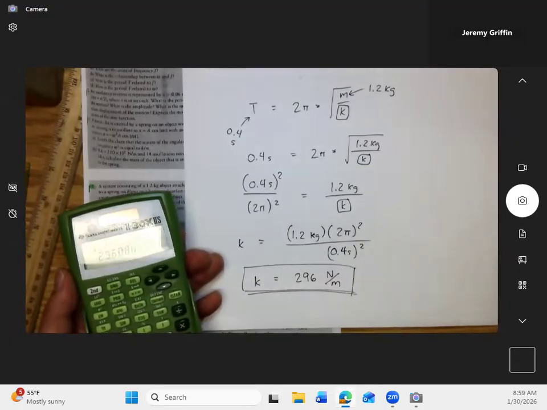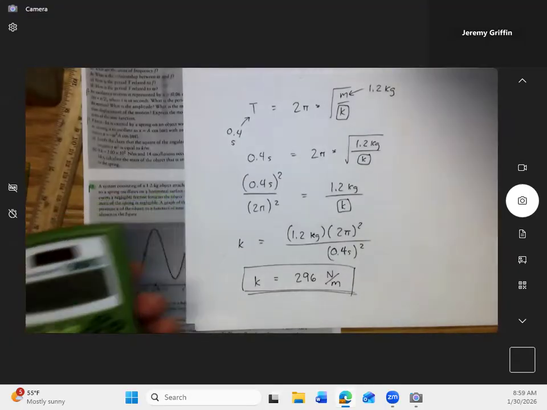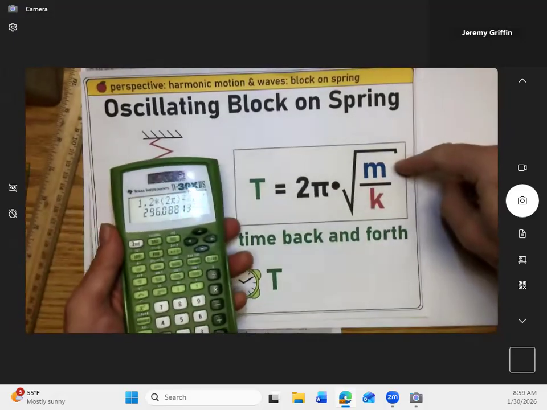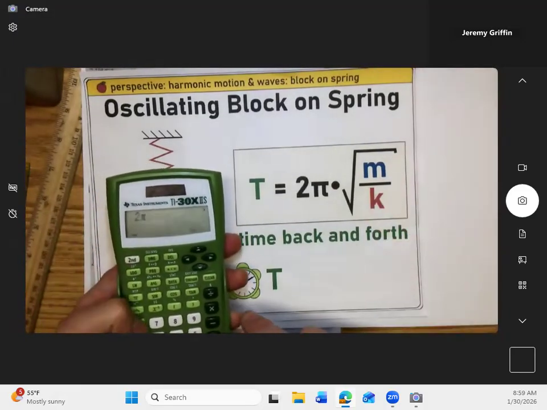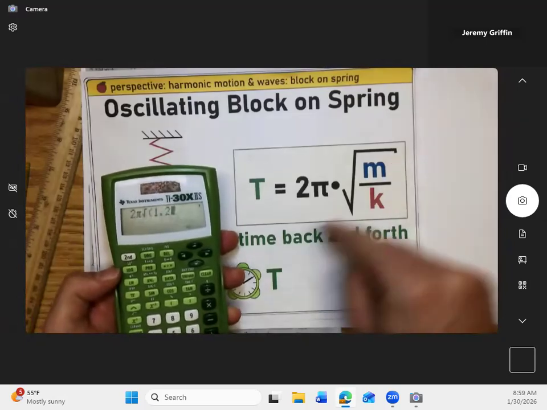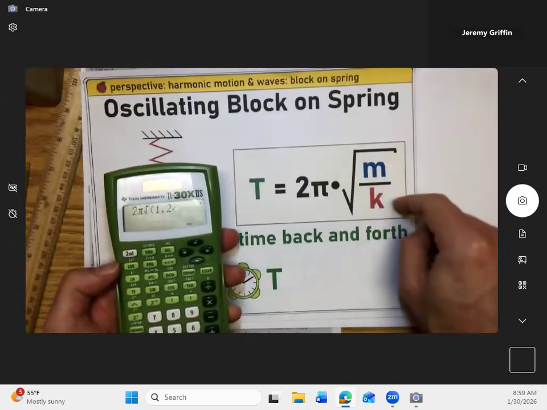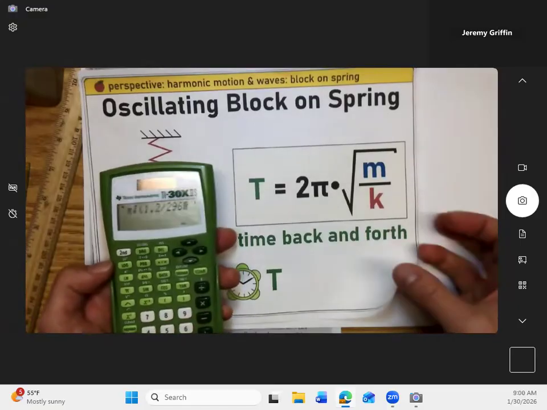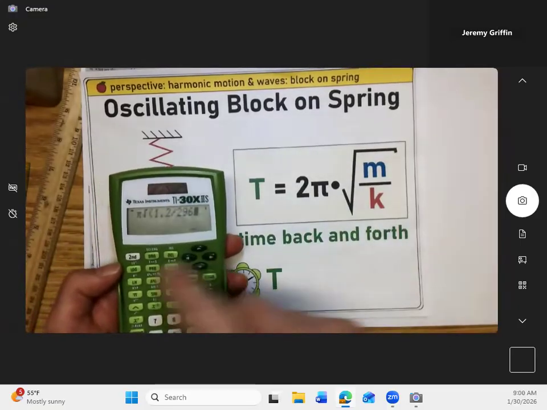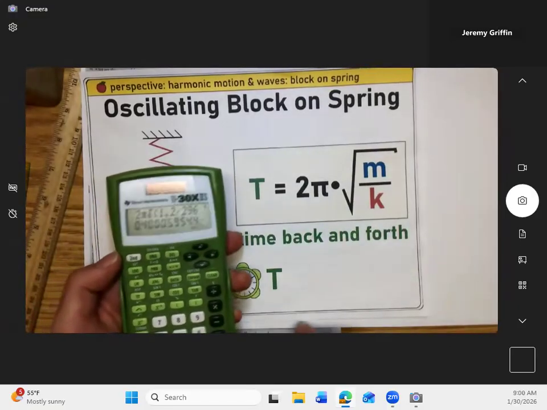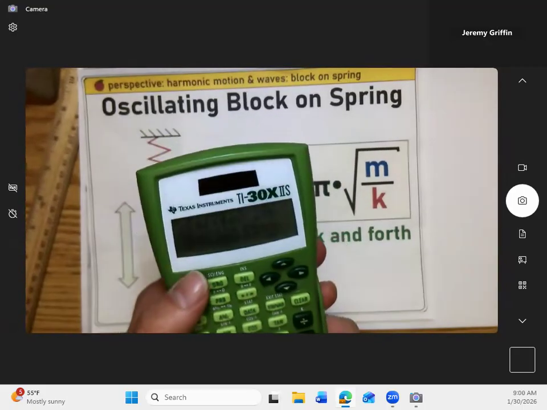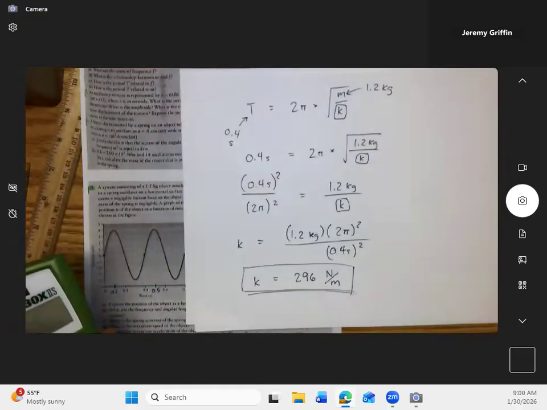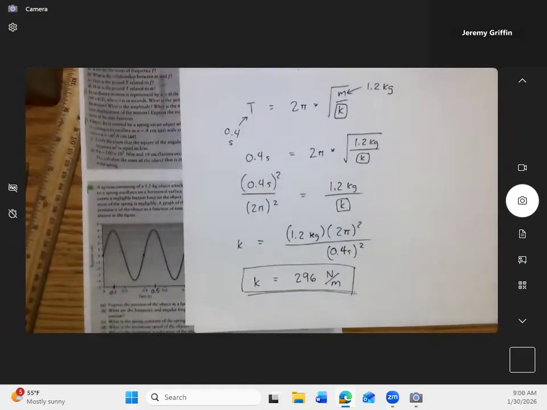Here, let's check the answer. Let's plug in the values. So everybody get 2 pi times the square root. We've got a 1.2 kilogram block, and we just found k is 296 newtons per meter. Those are all based on units. Time period 0.4 seconds. All right, you guys good?